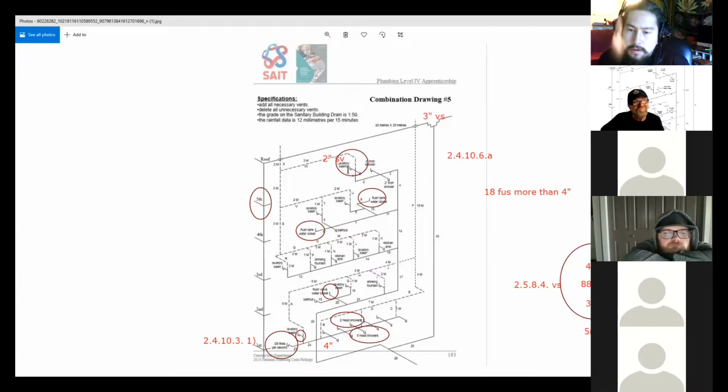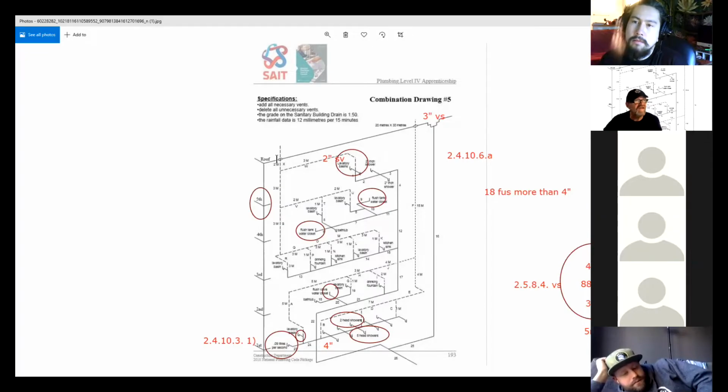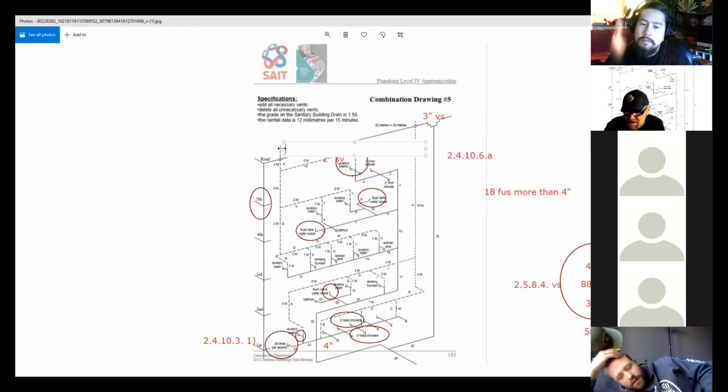That's it. Now this stack vent is going to meet this branch vent. What's it going to end up being as it goes out? Stack vent meets branch vent. Who wins? Stack vent. So on this drawing, this is going to stay a stack vent, right?